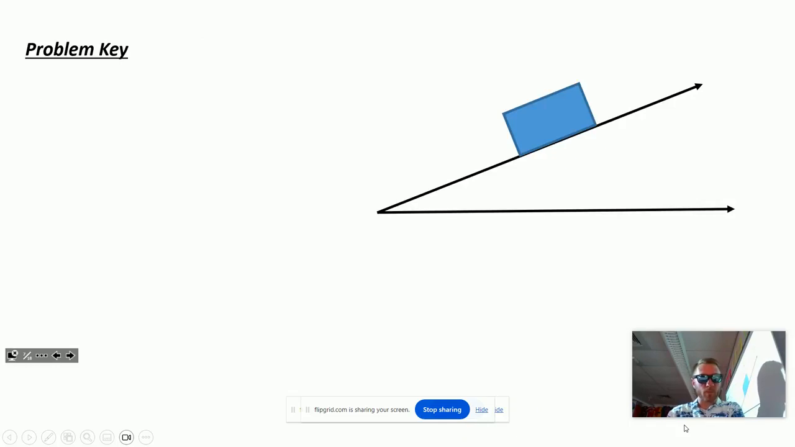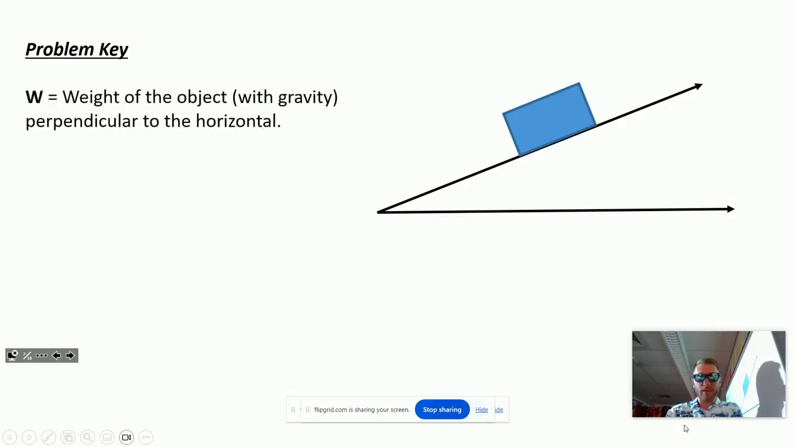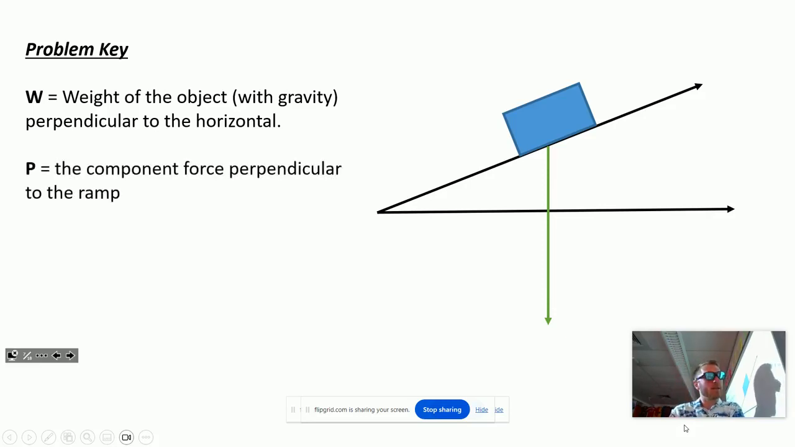First thing to consider when thinking about how easy or hard it would be to keep it from rolling down the hill is the weight of that box. And that weight vector is going to go straight down, perpendicular with the horizontal. That's my green vector there, my weight. The second thing is the component force perpendicular to the ramp, and this is my blue vector I'm drawing in here.